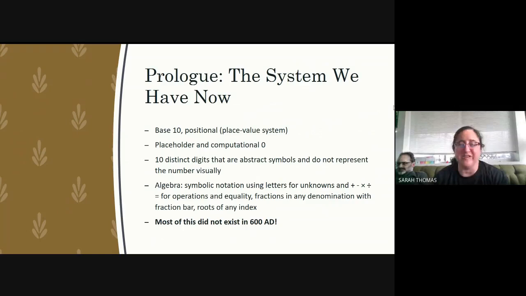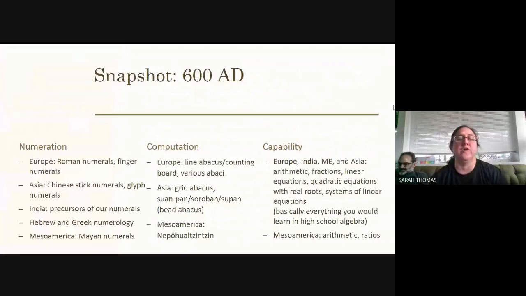So let's take a look, kind of a snapshot of where the world was when it came to mathematics in 600 AD, at the beginning of what's traditionally been the SCA period. In Europe, they had Roman numerals and finger numerals. They did not have our Hindu-Arabic numerals. Those were going on in India, and they were the precursors of the ones we have now. In Asia, they had stick numerals and glyph numerals. Anybody who studied Asian languages like Chinese or Japanese that use kanji will know what I'm talking about, those glyph numerals. They have kanji for the various numerals.